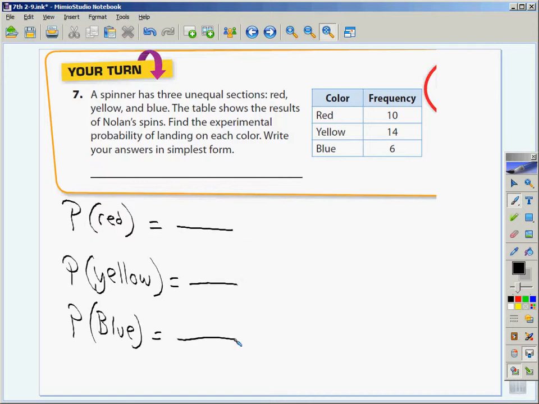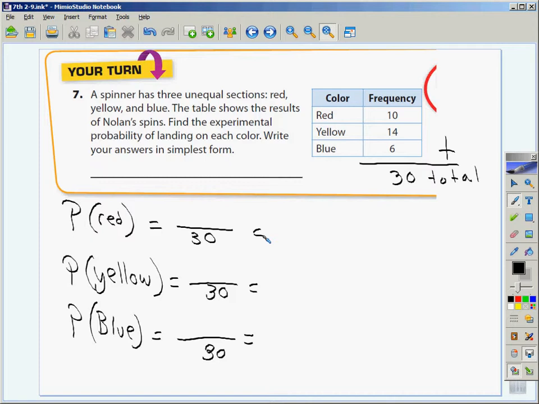In order to figure the probability, I've got to figure out how many times did he do this experiment? How many times did he spin the spinner? How would I find it? I'd add all these together. 10 plus 14 is 24, plus 6 is 30. 30 is my total. Everybody with me so far with experimental probability?